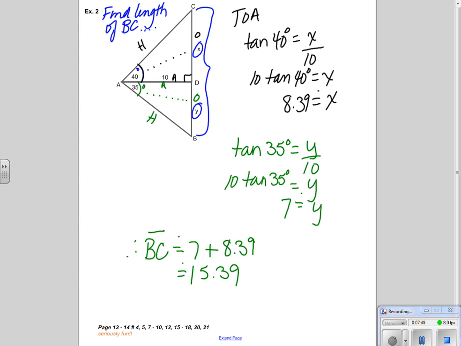Page 13 and 14, got a slew of them for you. They're nice and easy and fun.